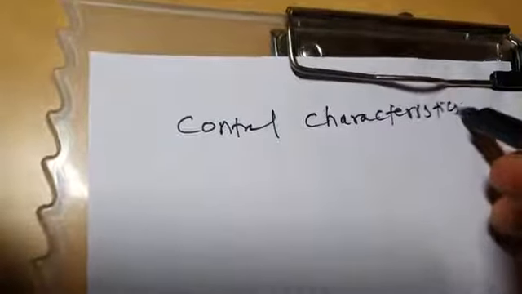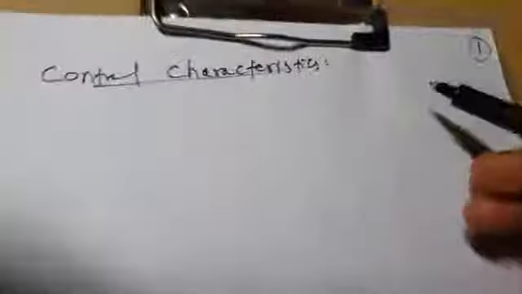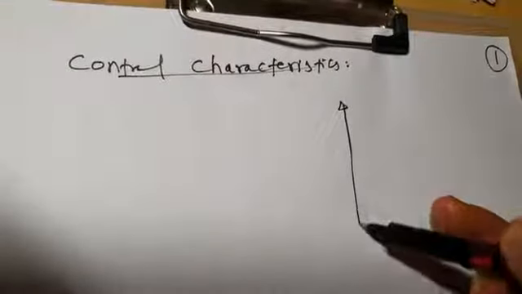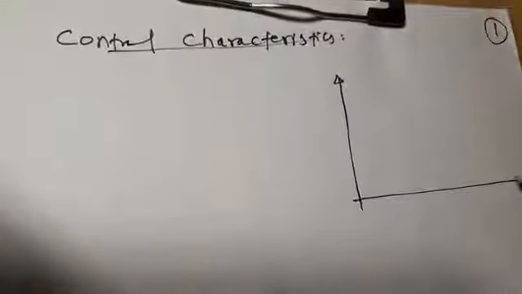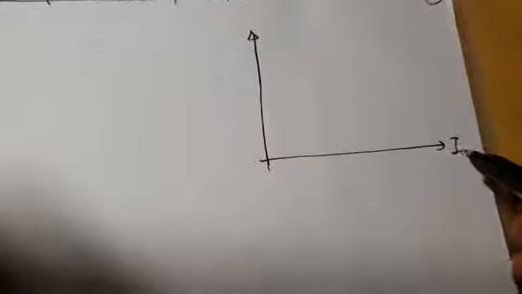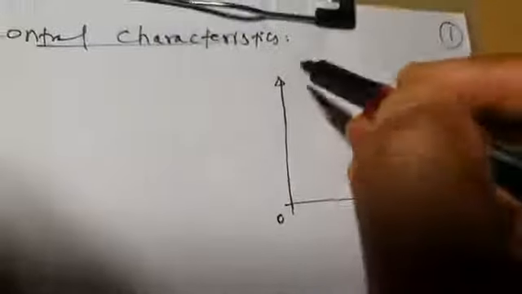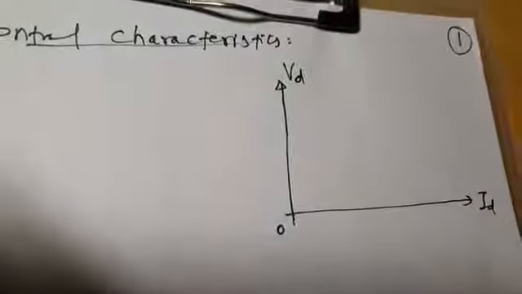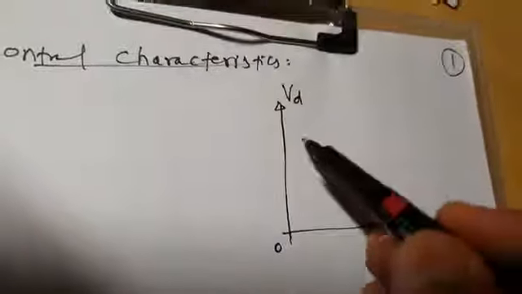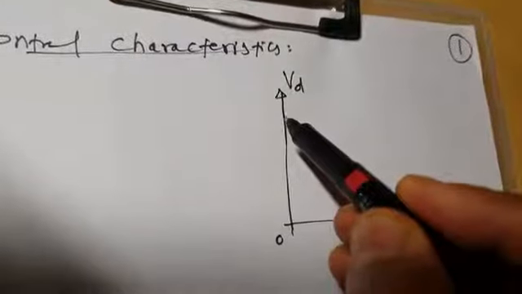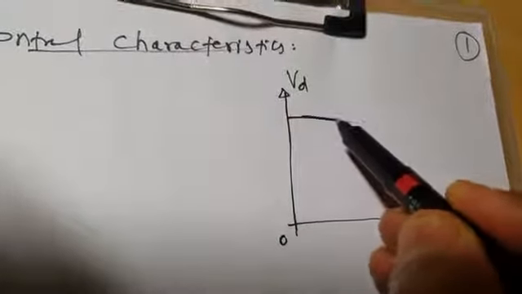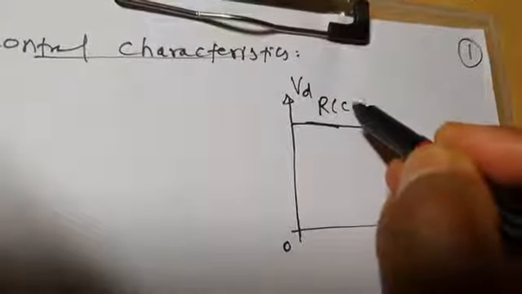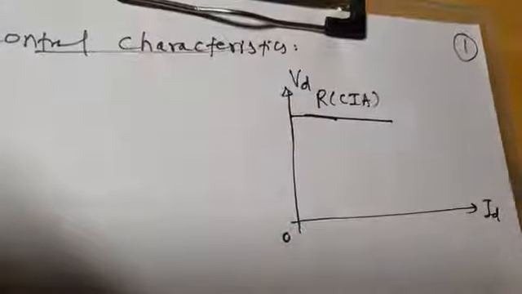I am reproducing the control characteristics which we have drawn in the previous lecture. So the control characteristics look like this. This is the DC line current ID axis, and this is the DC voltage axis VD, ID versus VD. Then this is your rectifier characteristic. Your rectifier operates in constant ignition angle control, CIA.